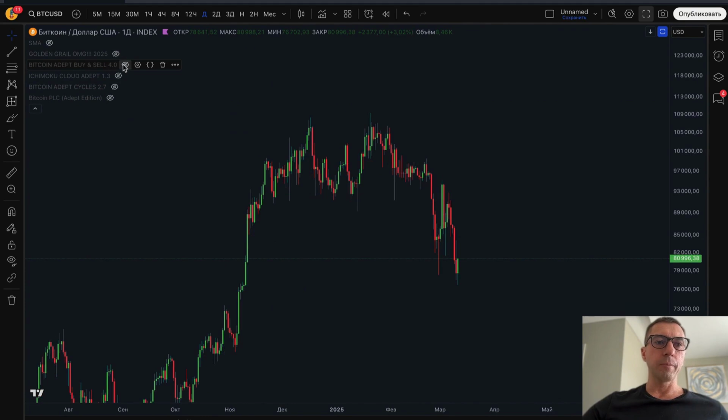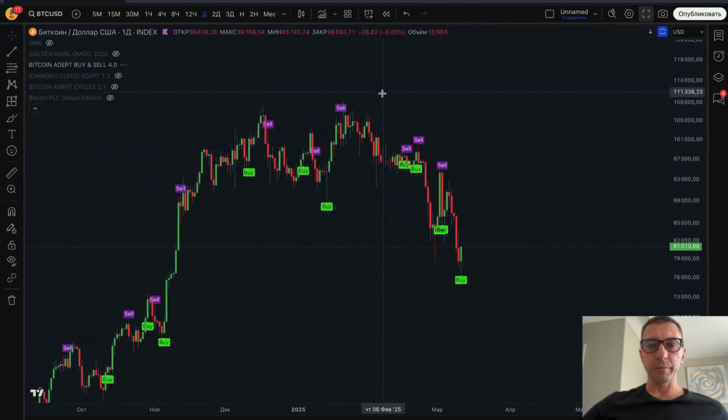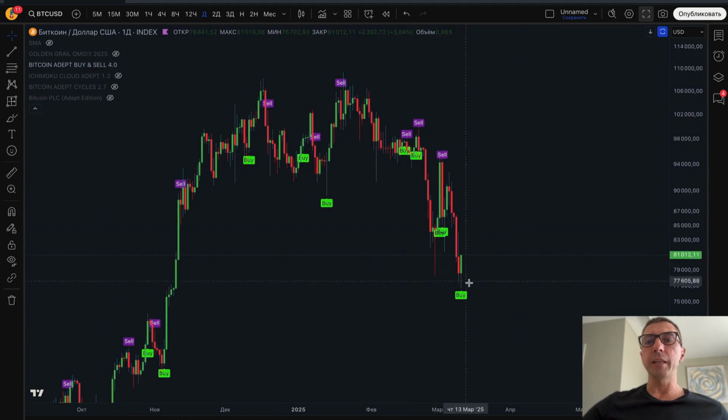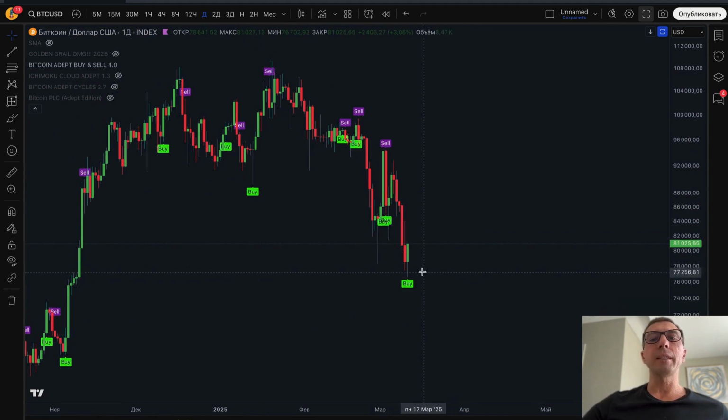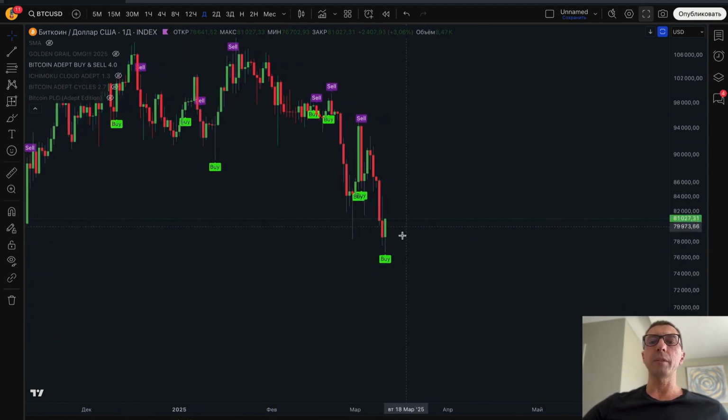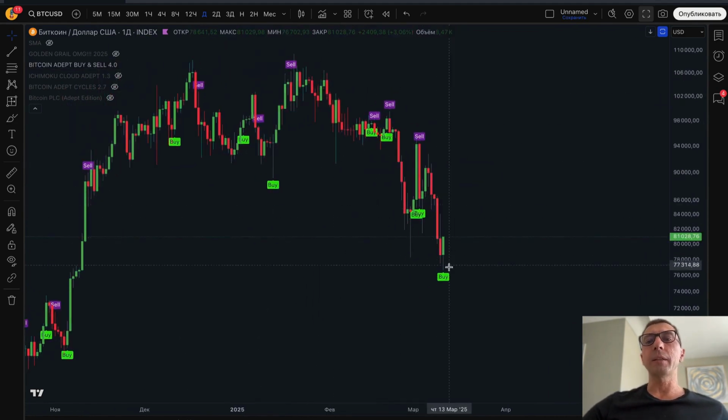Alright, let's go. Bitcoin Adept buy and sell. Let's take a look. Here, you see the daily chart, the daily candle, and a buy signal has formed on it right now, at this moment. And this is exactly what I'm talking about, that these signals are worth paying attention to. This means that this indicator, according to its various strategies, suggests that there will be an upward movement. It's not some kind of magic. It's just a collection of different tools, such as averages, moving averages, some other technical tools. And it simply uses them to make these assumptions.